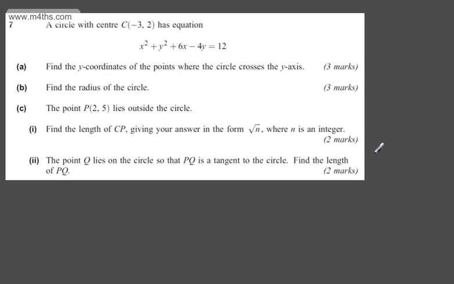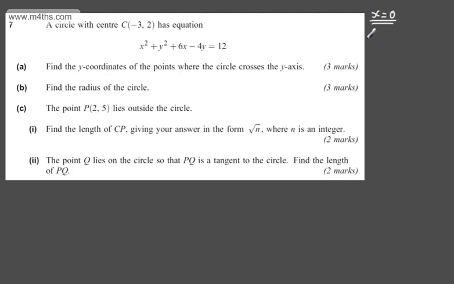In question 7, we're told a circle with centre C (-3, 2) has equation x squared plus y squared plus 6x minus 4y is equal to 12. In part A, for 3 marks, we need to find the y coordinates of the points where the circle crosses the y-axis. It will cross the y-axis when x is equal to 0.